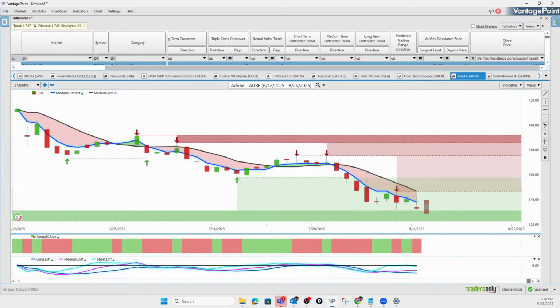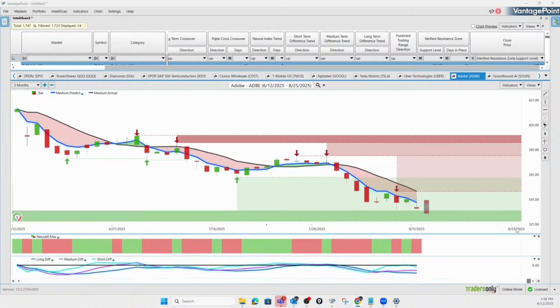Somebody asked about Adobe. So with Adobe, right, we can see that we are currently in a bearish trend. All right.